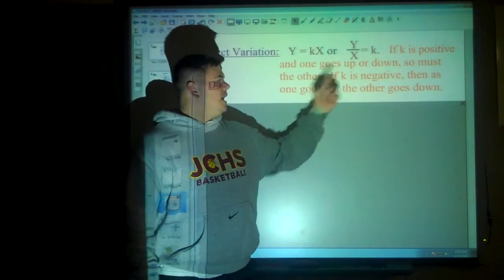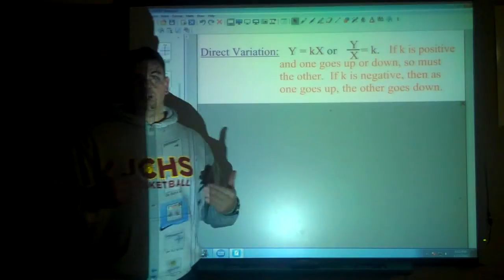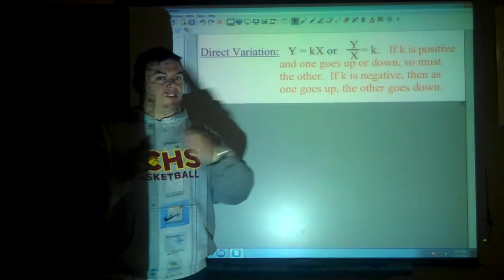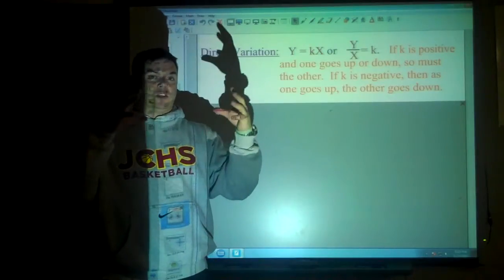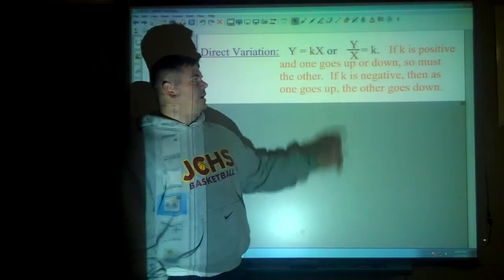Now, if k is negative, if your constant is negative, then as one goes up, the other will go down. So let's say I'm using the gas now. The longer I drive, as time goes up, the amount of gas in the tank goes down. It decreases. So that would have a constant that is negative.